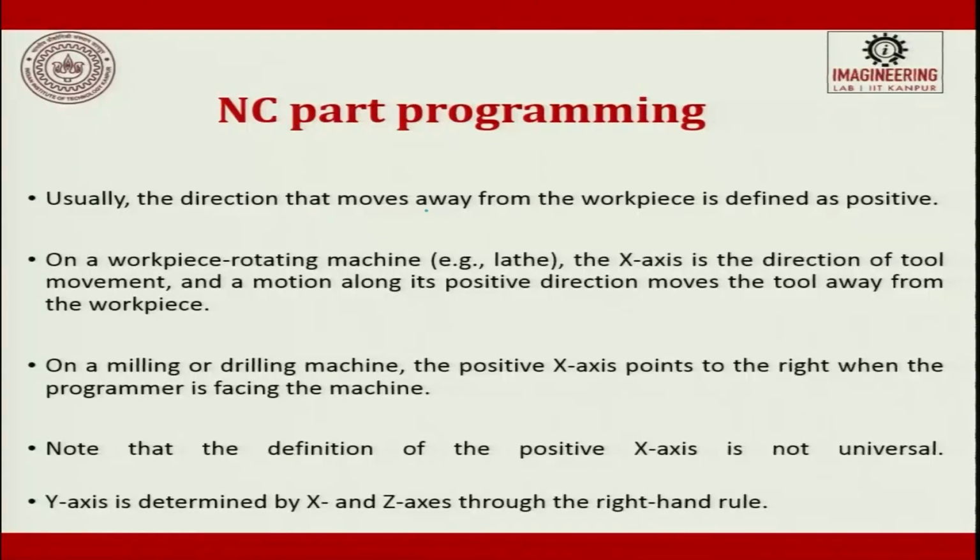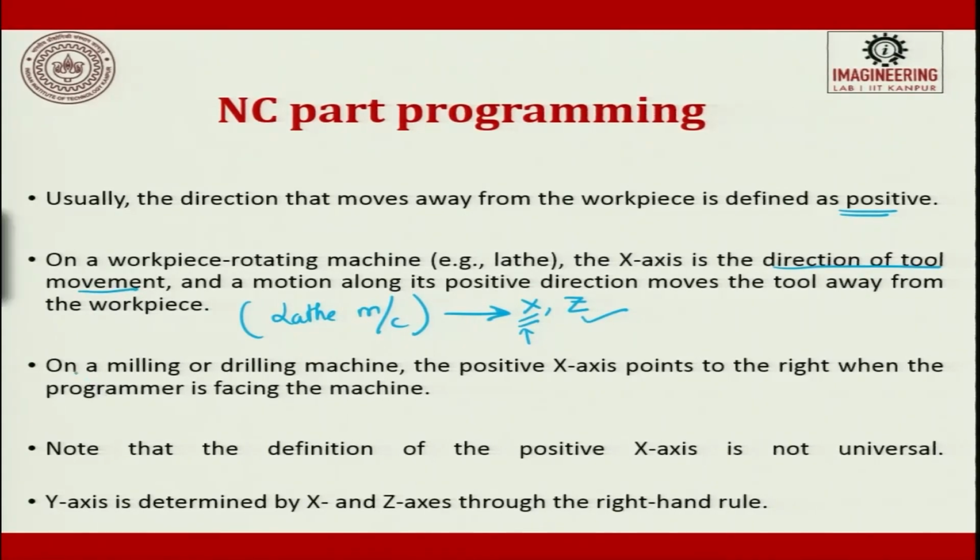Usually the direction that moves away from the workpiece is defined as positive. On a workpiece rotating machine, for example a lathe machine, the X axis is the direction of the tool movement, and motion along its positive direction moves the tool away from the workpiece. So, a lathe machine has only two axes, because we know the Z is the spindle axis. So here you have only X, and X is the direction of tool motion.